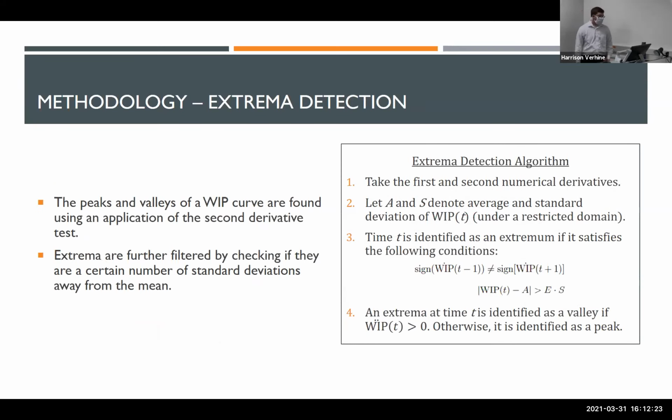Once the numerical derivatives are calculated, we can use that to detect extrema. We'll use an application of the second derivative test to do this. Extrema will be further filtered by checking if they are a certain number of standard deviations away from the mean. Exactly how far will be controlled by the parameter e. For the extrema detection algorithm, we'll start by taking the first and second numerical derivatives as described on the previous slide. We'll also take the average and standard deviation of the WIP.